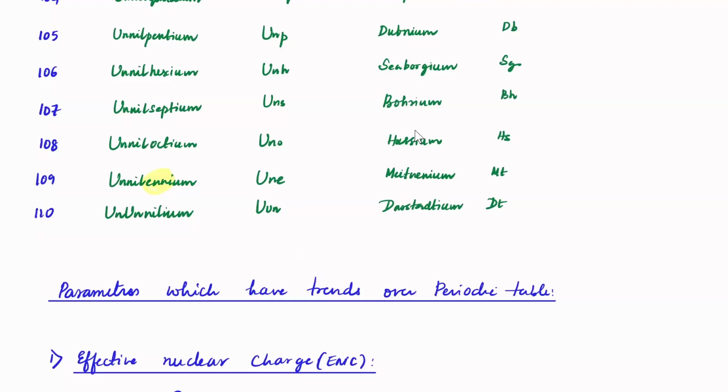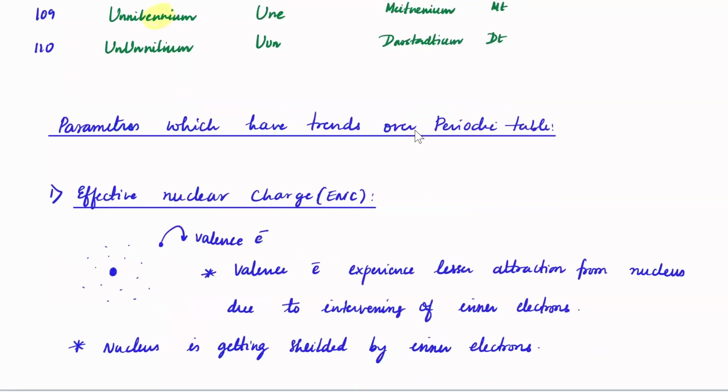Let's see the next one. What are those parameters which have various trends over the periodic table? The first thing we need to learn is effective nuclear charge. What do you mean by effective nuclear charge?